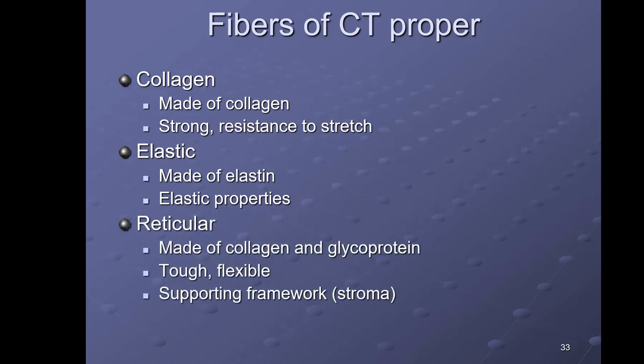And then reticular fibers are made of some collagen and some glycoproteins. It's very tough and flexible, and you mainly find reticular tissue in lymphatic organs, and it forms a supporting framework known as the stroma. So stroma is the supporting framework within lymphatic organs, such as your spleen.